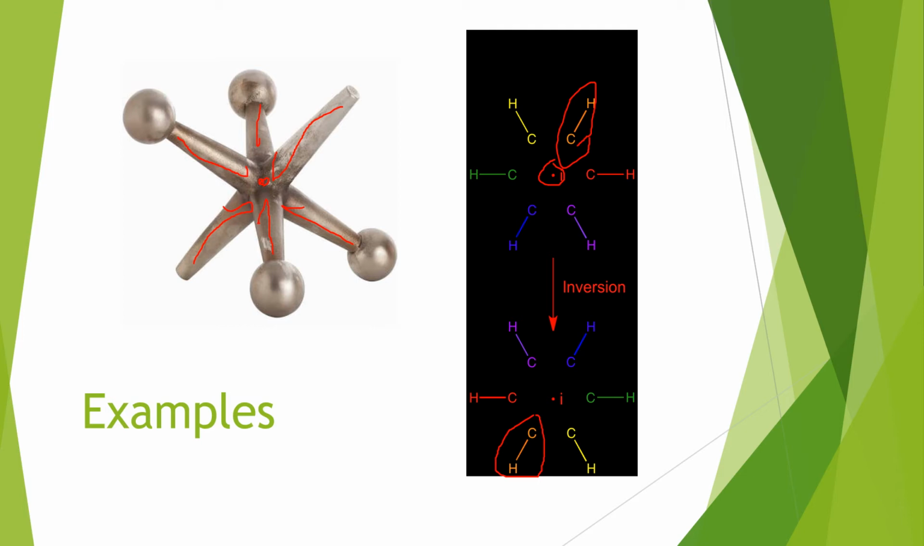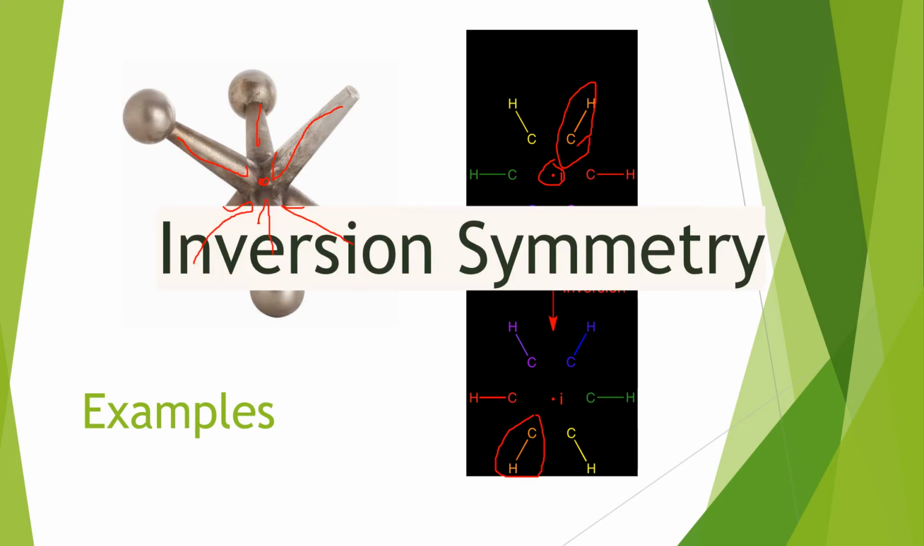So this is going to be called an inversion center. That little dot in the center is the inversion center. And it is an example of inversion symmetry, which is what we're going to be mainly discussing today.